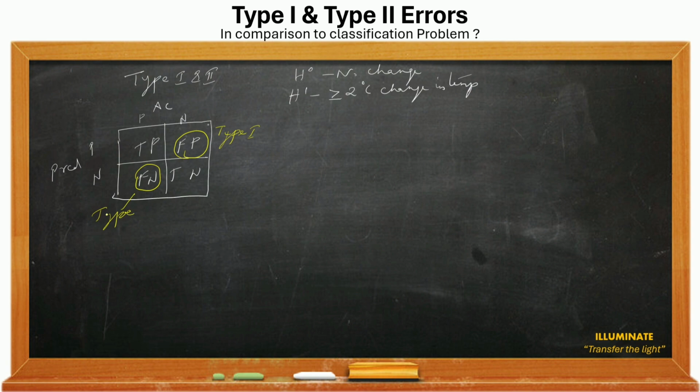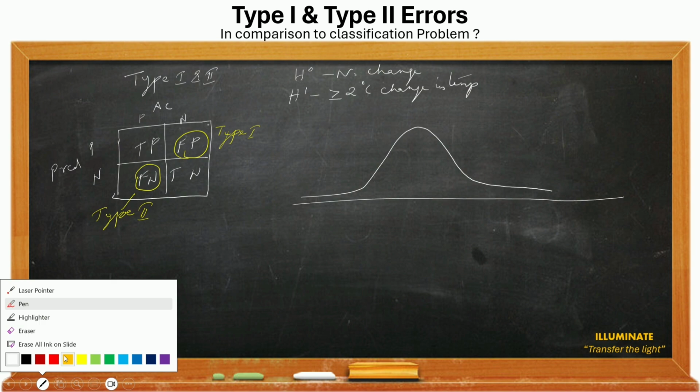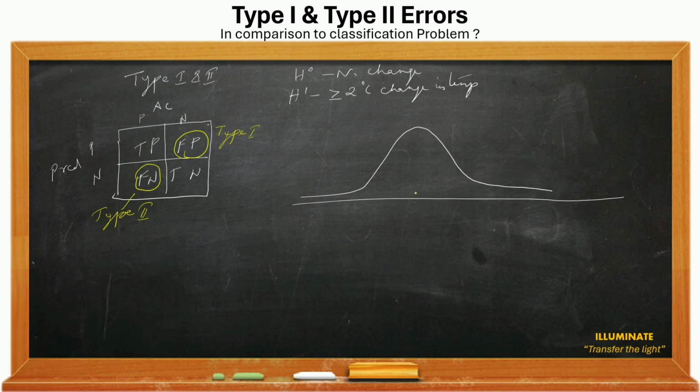And then also let's draw the distribution. So we had one for the null hypothesis and one for the alternate hypothesis, right? So this is your alternate and this is your null hypothesis. This area here accepts the null hypothesis, and this area is your alpha, this is your 1 minus alpha. Okay, true negative, false positive.